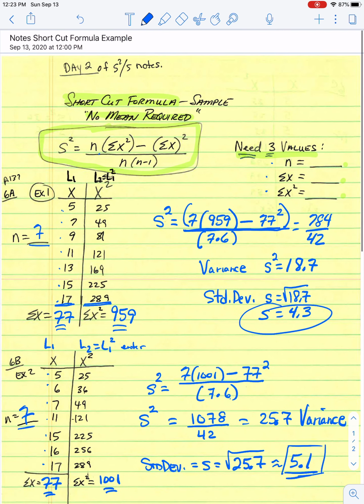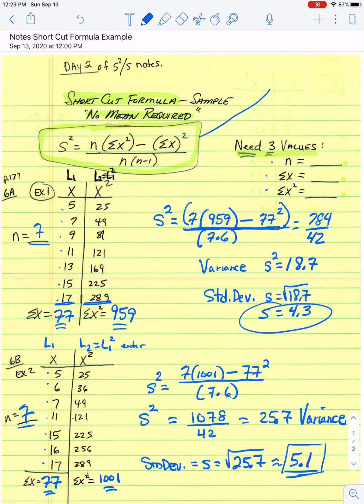Once again, this is called the shortcut formula. And absolutely, you are welcome to add that to your formula sheet.